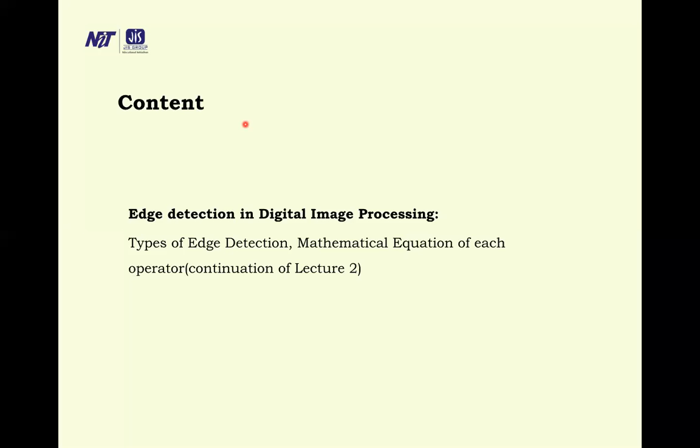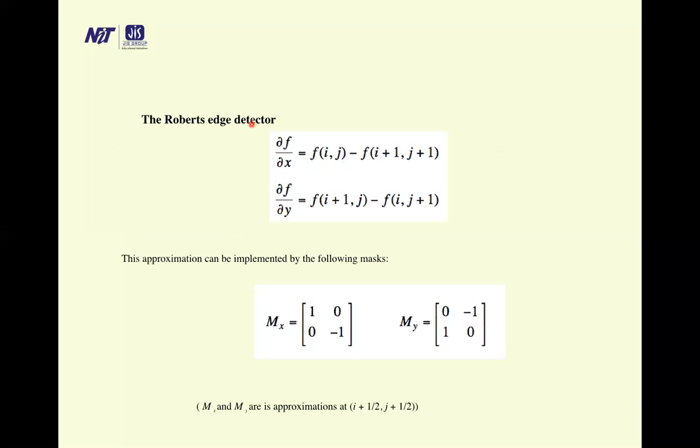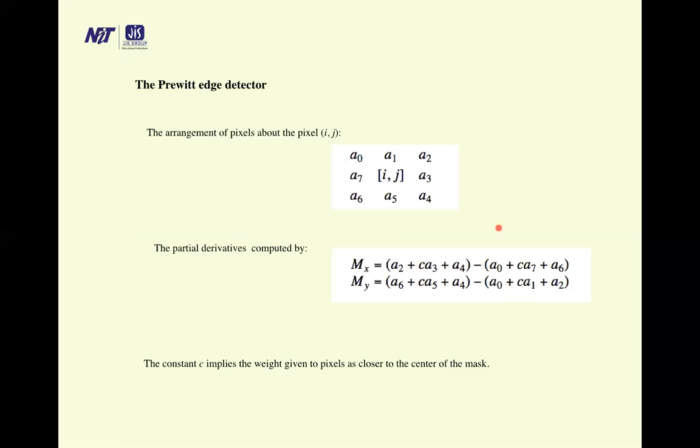This is the content: edge detection in digital image processing, types of edge detection, and the mathematical equation of each operator. Now this is the Roberts edge detector. We have already discussed this one. This is the partial equation and this is the finite mathematical kernel. This is the preview. It is the mathematical modeling.